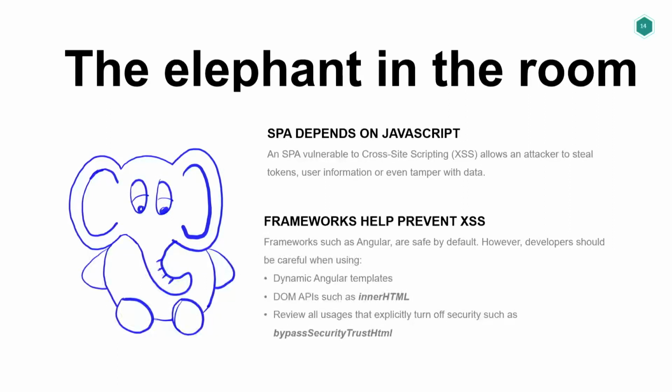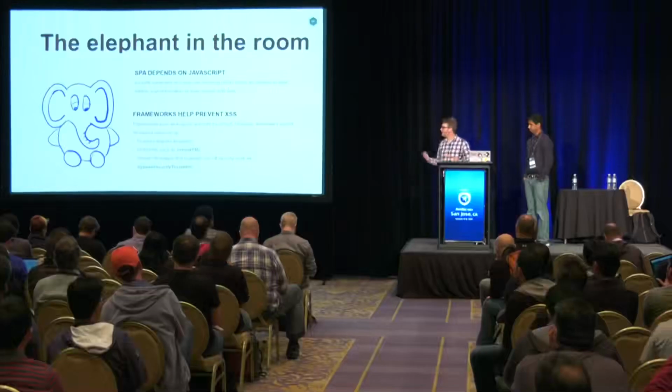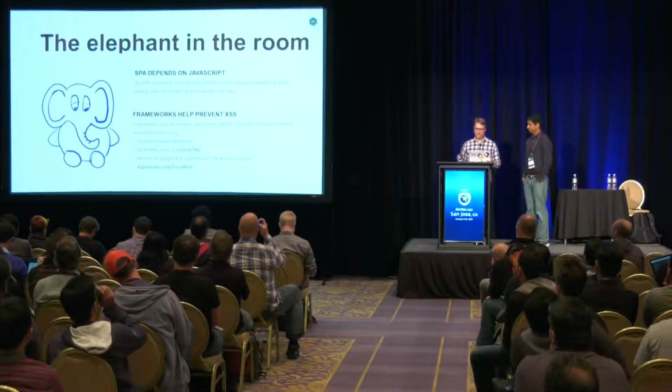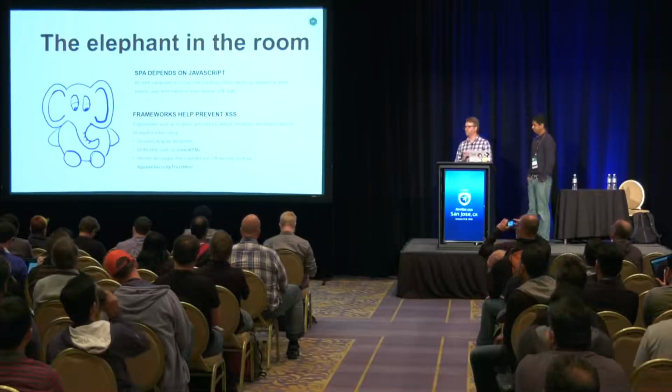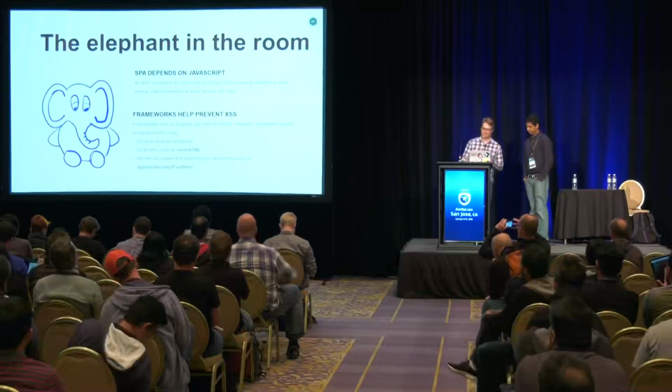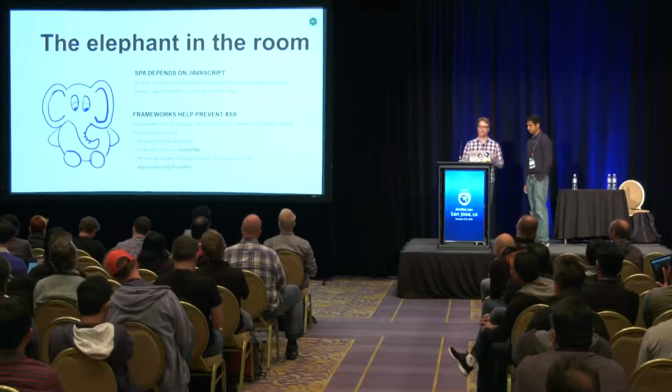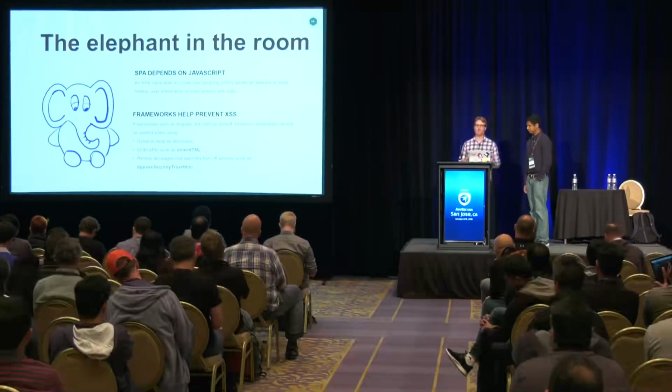Fortunately, we have some good allies on our side, right? We have frameworks like Angular and React that are safe by default. However, we need to be very careful on some specifics. Angular or React or any other JavaScript framework relies on dynamic templates. It's pretty much like you're injecting third-party code into your application. So be careful when you're using dynamic templates or third-party libraries, making sure that you trust them, that you have gone through a security assessment or something that makes sure it is safe for you.